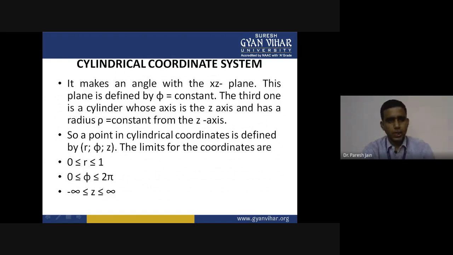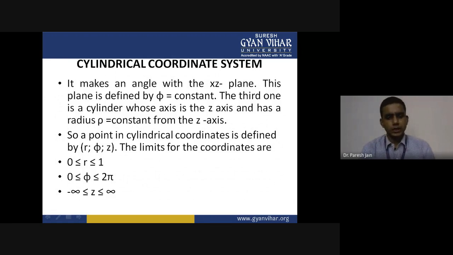Next is 0 to 2 pi. The next variable, phi, is varied from 0 to 2 pi. 0 is our lower limit, and 2 pi is our higher limit. So phi is varied from 0 to 2 pi. 2 pi is 180 degrees times 2, that is 360 degrees. Phi is varied between 0 to 360 degrees.